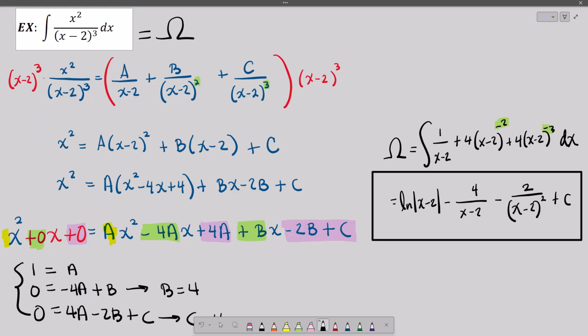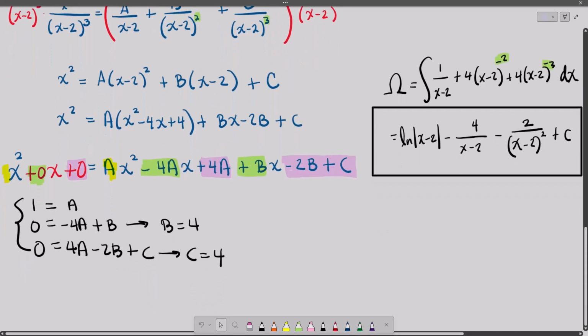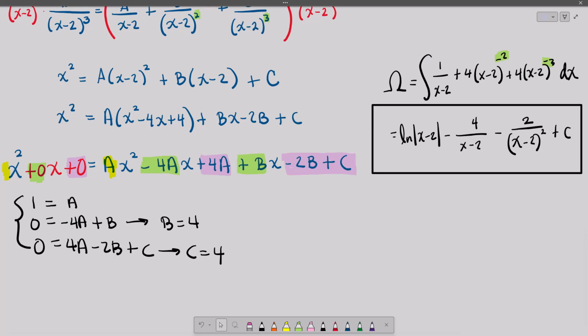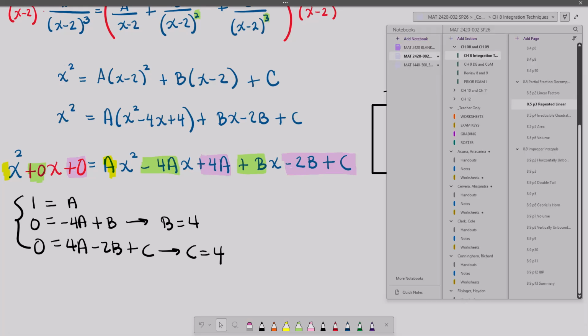4 plus b is 0. So convenient. This here is c. It all makes sense now. Is everyone okay with the integration? All right.